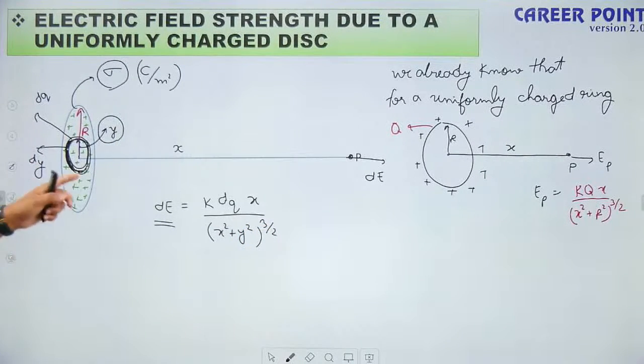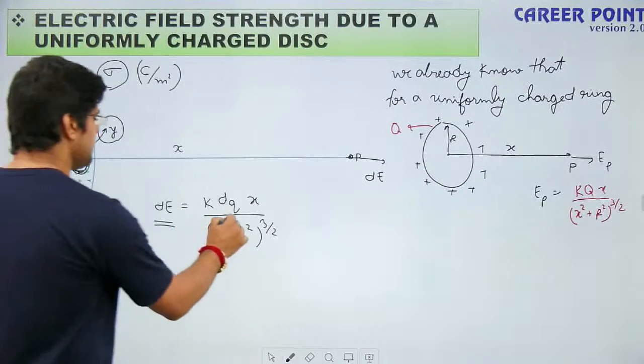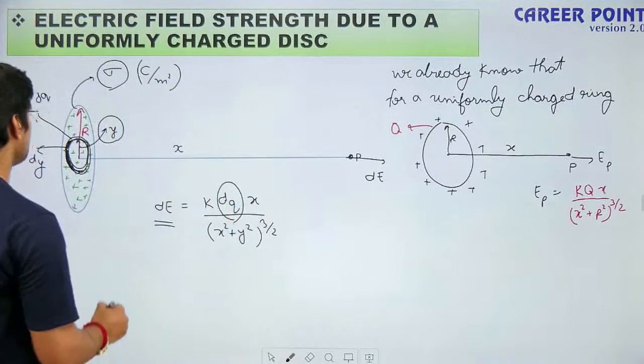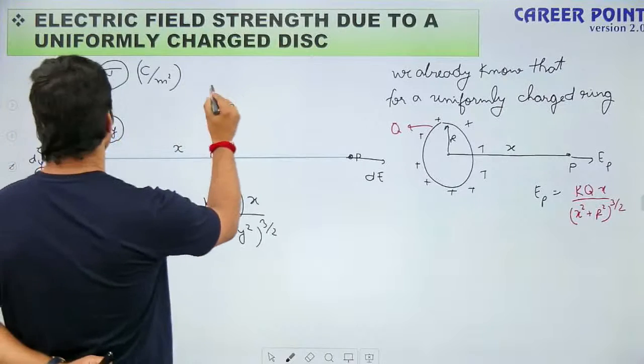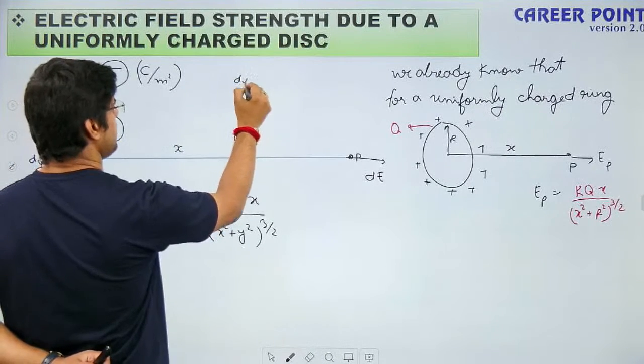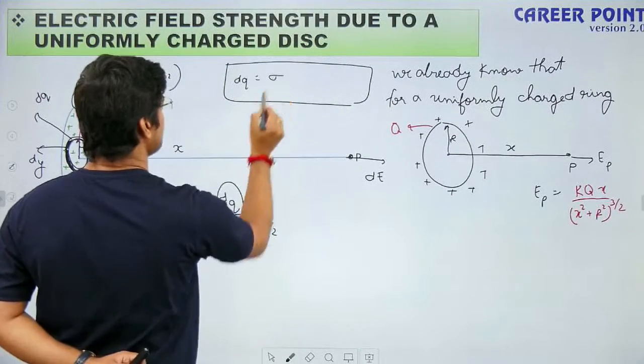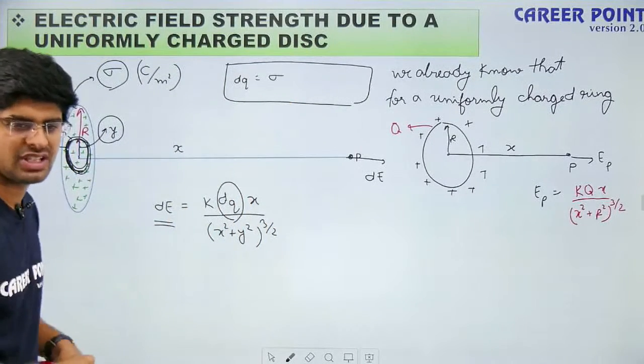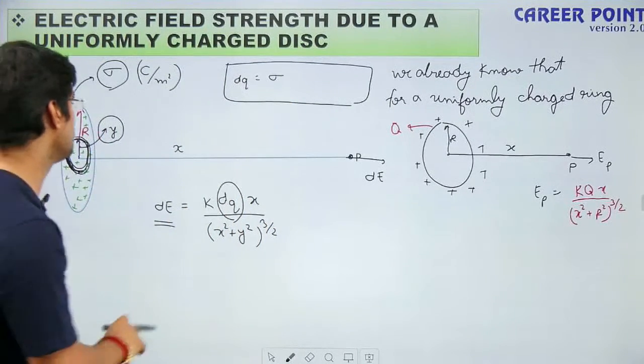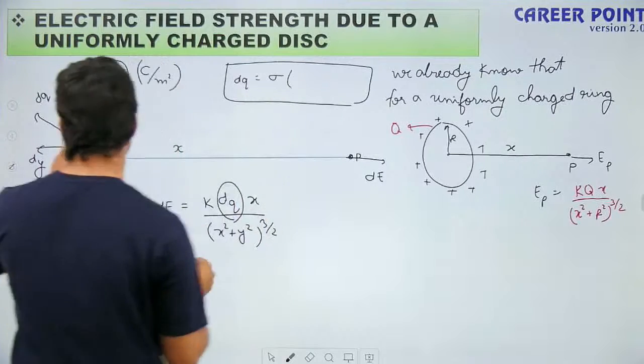This is the formula for electric field due to this elemental ring. What can I write instead of charge dQ? If I have to write dQ, I can mention dQ like this: sigma, that is charge per unit area for the surface of this disk, into area of the elemental ring.